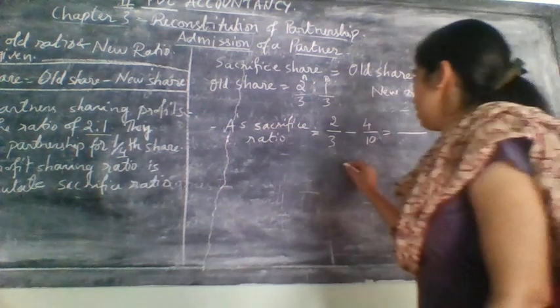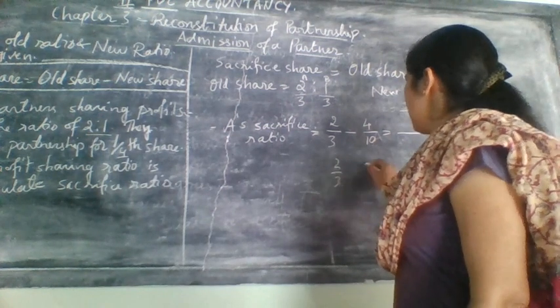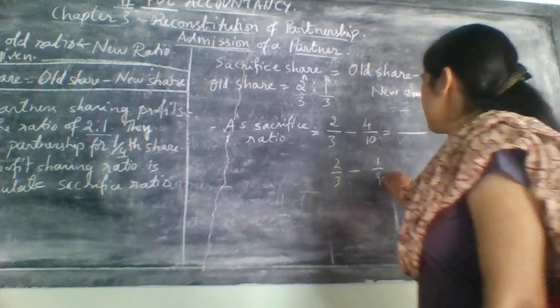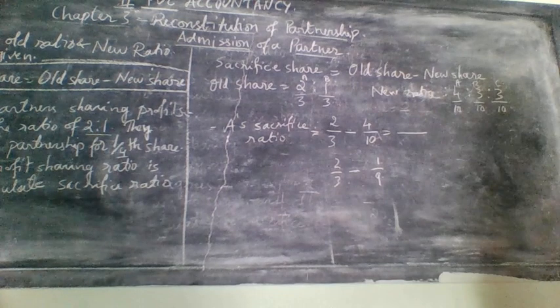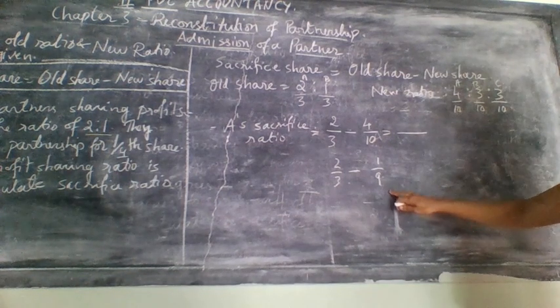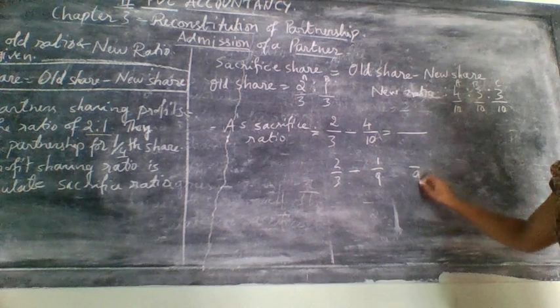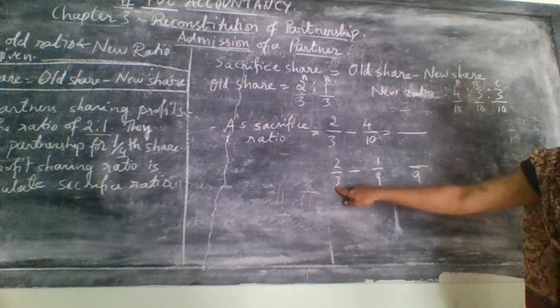If it is 2 by 3 minus 1 by 9, now you can apply that rule. Just take the highest denominator. 9 is the highest denominator. 9 is there in the 3 table.